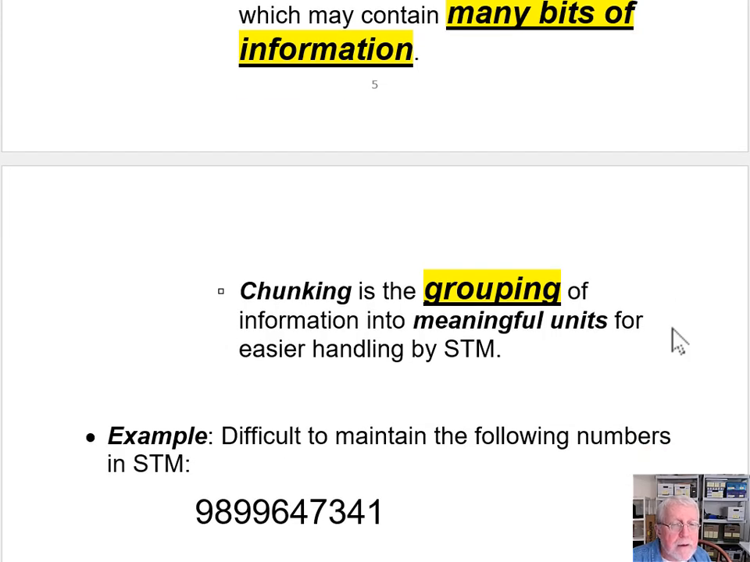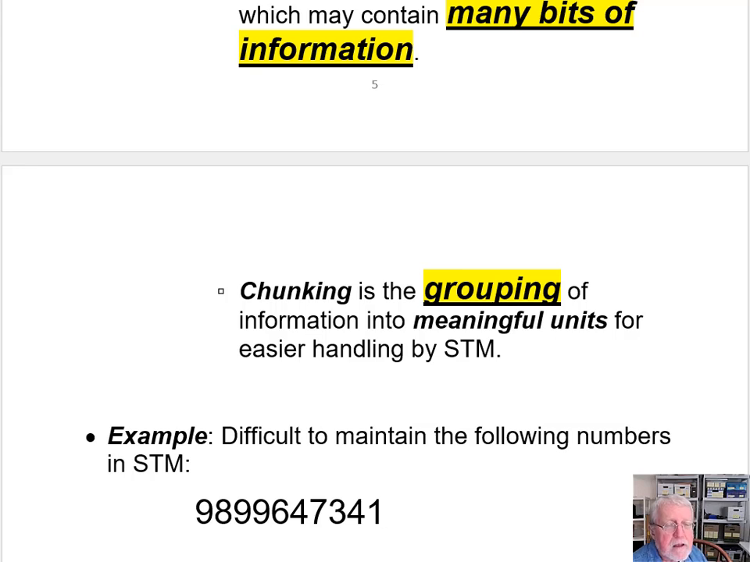Here's an example of a relatively difficult cognitive task for a human being and how we use chunking to make it an easier task. Imagine that I gave you a 10-digit sequence that I wanted you to remember an hour from now. The 10-digit sequence is 989-964-7341. Now that's 10 digits, and that's near the upper limits of the pieces of information the typical human can hold in short-term memory. So that's going to be a challenging task.